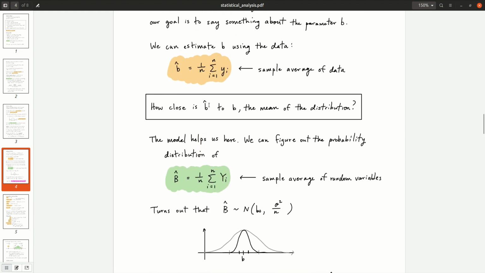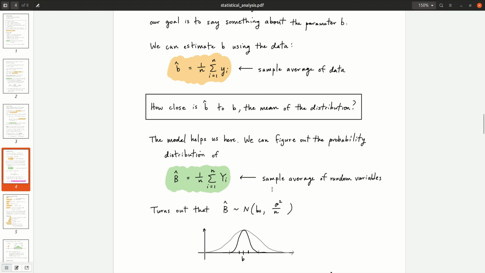So I'm going to define uppercase b hat as the same exact formula. Let me get them both on the page here. It's the same exact formula as lowercase b hat, but what I've done is I've replaced the data, lowercase yi, with the model for the data, uppercase yi. So whereas this is a sample average of data, this is a sample average of random variables, which is kind of a weird thing to think about. But if you take a bunch of random quantities and take some function of them, the output, which is the thing on the left side, is going to be a random variable as well.